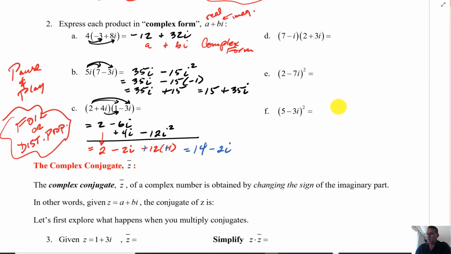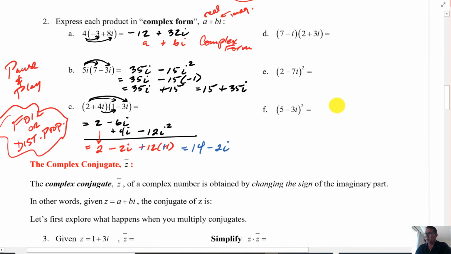Okay, what I want you to do now is try it. So let's go up to part D up here. Again, pause and play and go at your own pace here. Give it a shot, and when you're ready, press play, and we'll check your work.